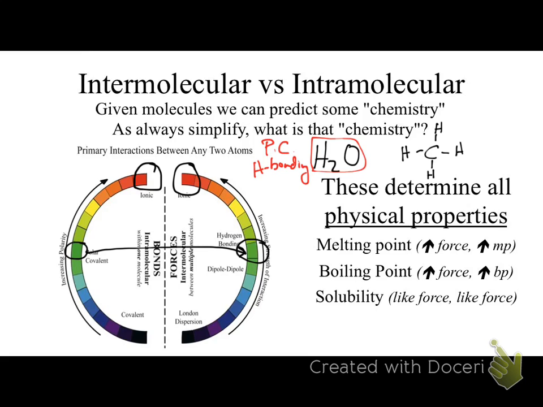Okay? If we move to methane, what types of bonds do we have in methane? We're looking at just covalent. What does that mean for force? London dispersion force. Which is the stronger force? Hydrogen bonding or London dispersion?